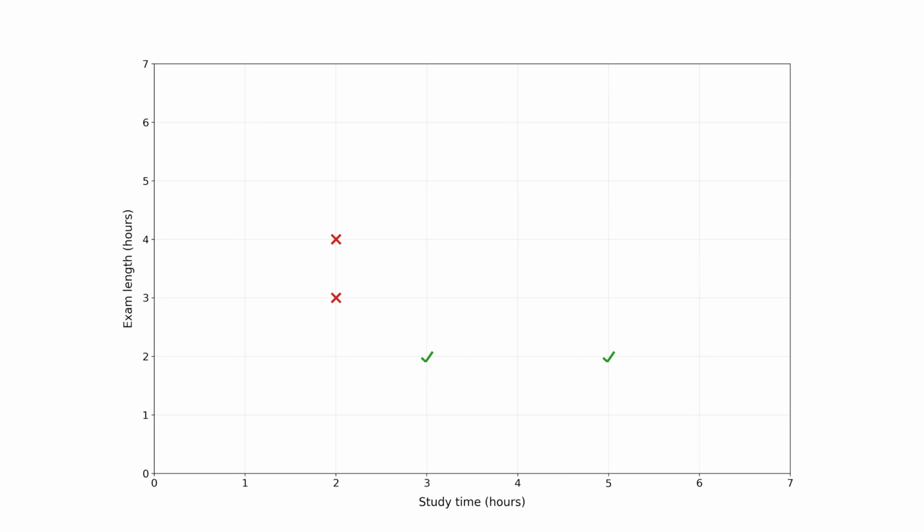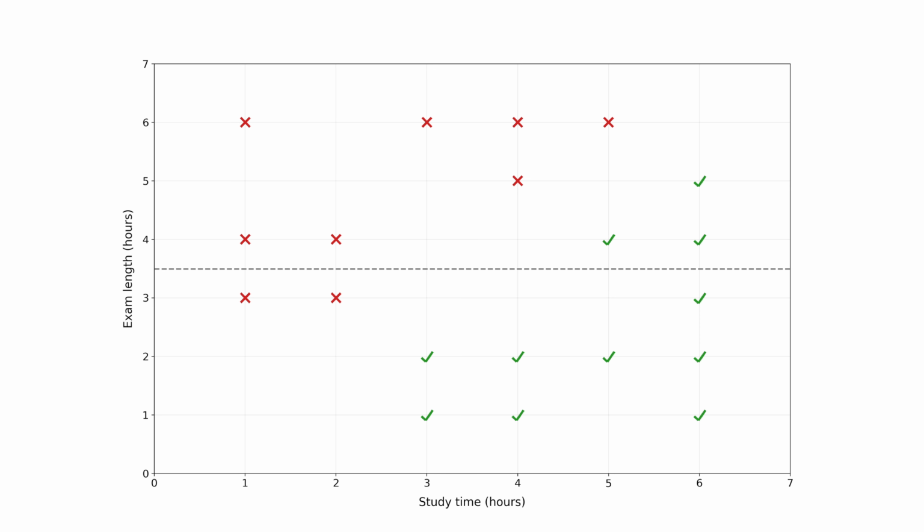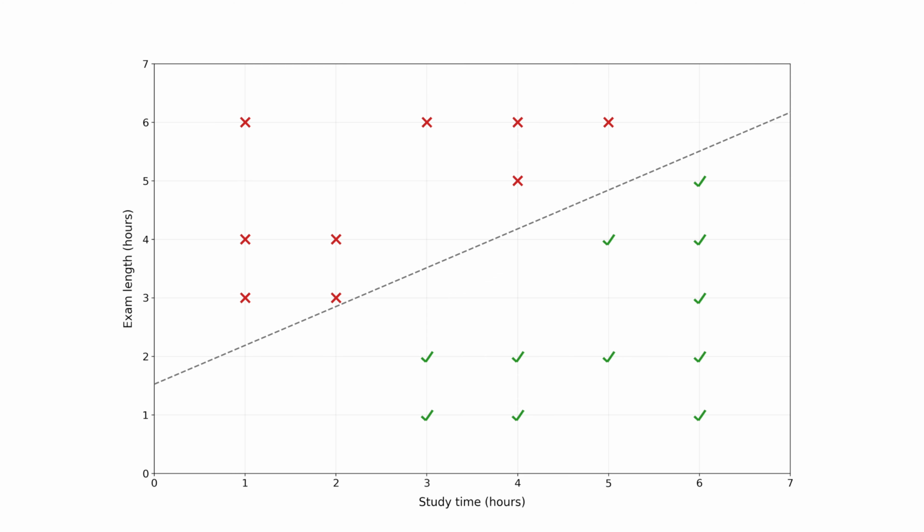Consider a dataset of students passing or failing exams. We'd like to understand how study time and exam length affect a student's chance of passing the exam. A good line correctly distinguishes students that passed from those that failed. A bad line makes mistakes. Some students that passed are on the left, and some students that failed are on the right. What we'd like to do is to nudge the line in a way that reduces the number of mistakes.